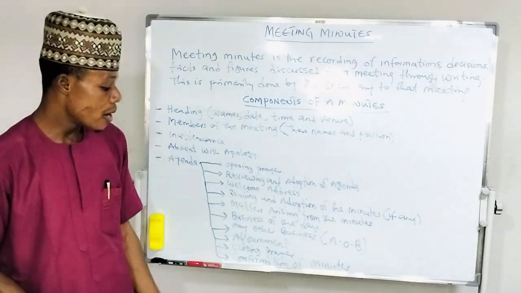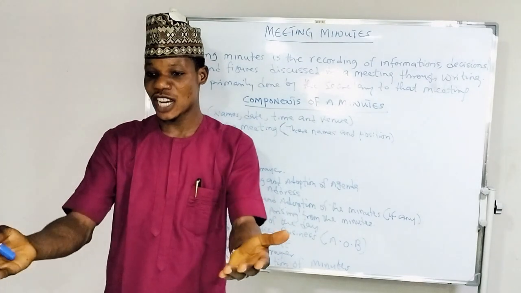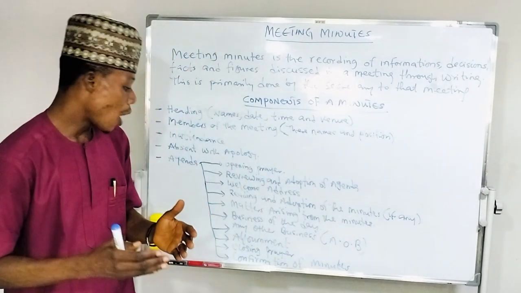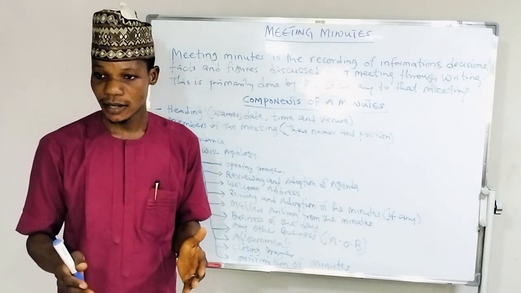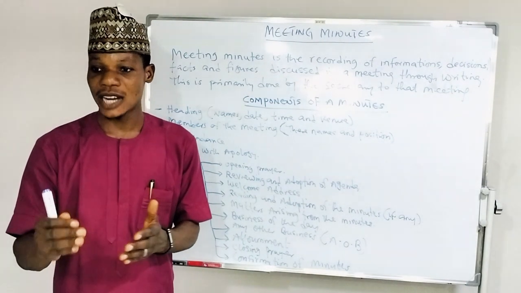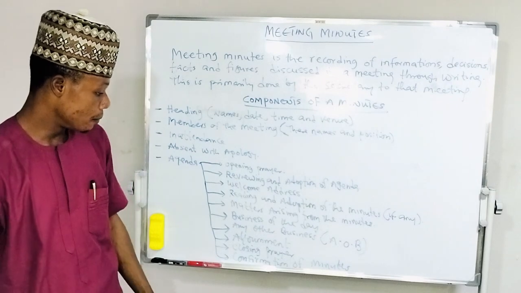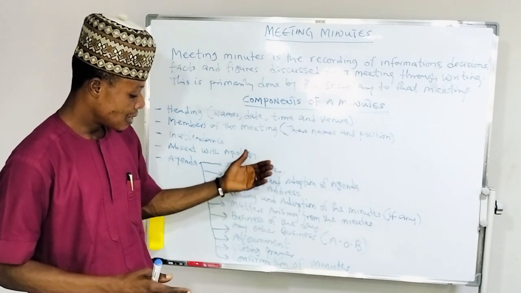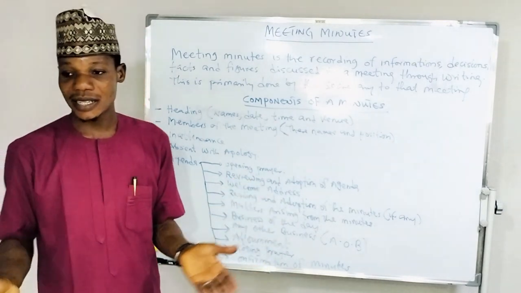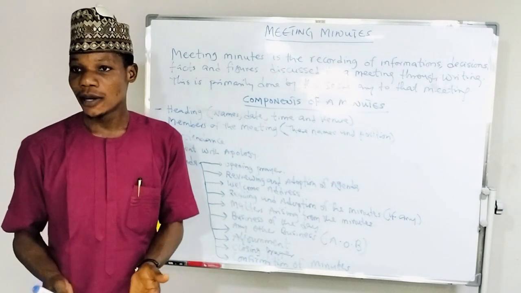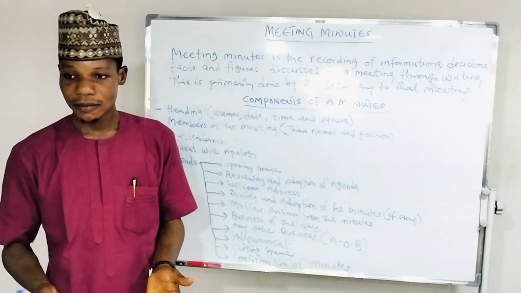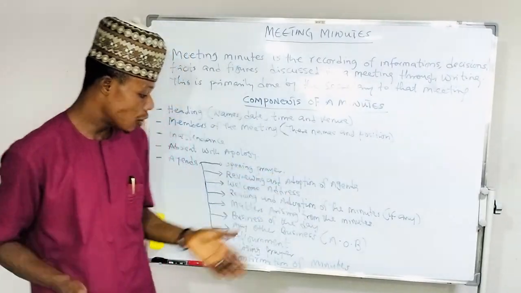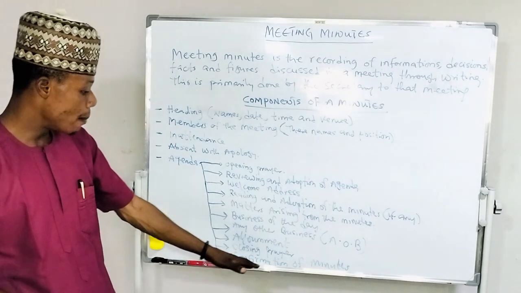Then adjournment. Of course, since the meeting commenced with an opening prayer, there will also be need to adjourn the meeting for another day and for another time. Then closing prayer simply means the chairperson or the chairman can call on any member to offer a closing prayer for the meeting. Then, after compilation, you now have to do confirmation of minutes.